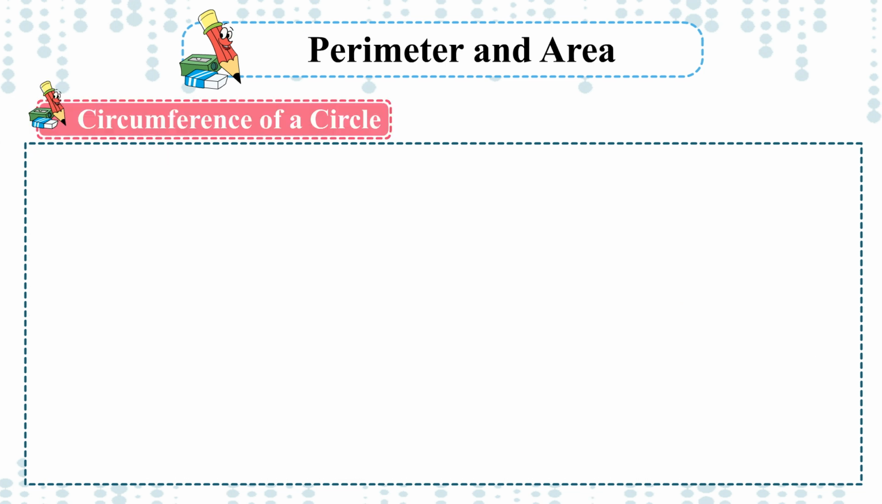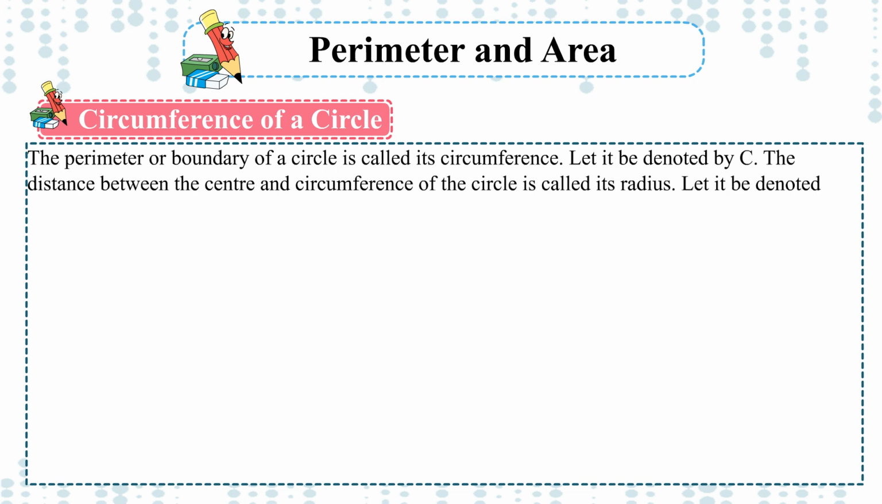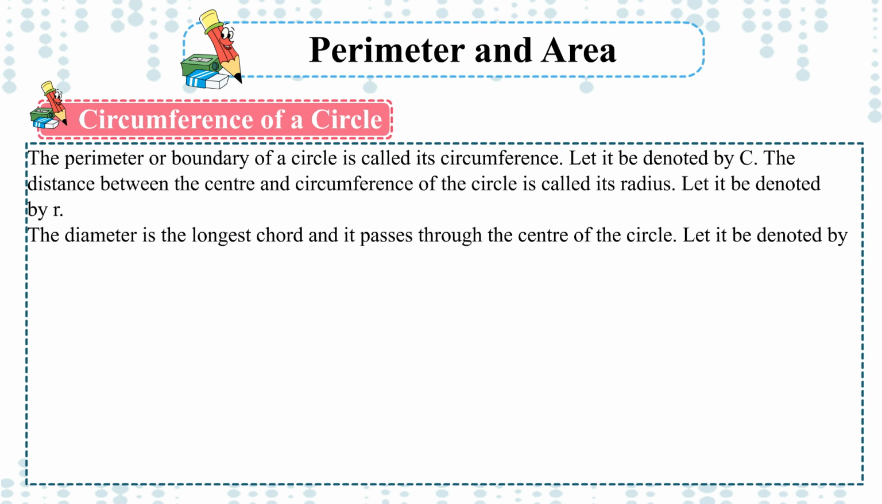Circumference of a circle. The perimeter or boundary of a circle is called its circumference. Let it be denoted by C. The distance between the center and circumference of the circle is called its radius. Let it be denoted by R. The diameter is the longest chord and it passes through the center of the circle. Let it be denoted by D. Diameter is equal to 2 multiply radius. D is equal to 2 multiply R.